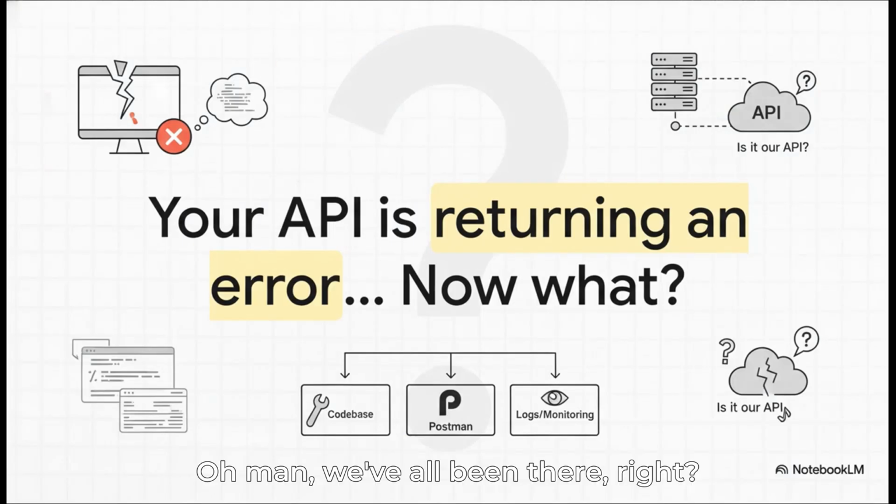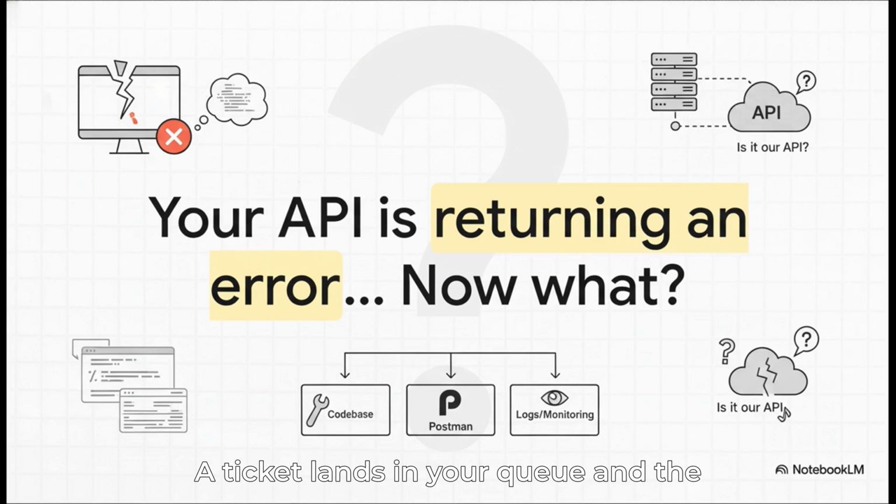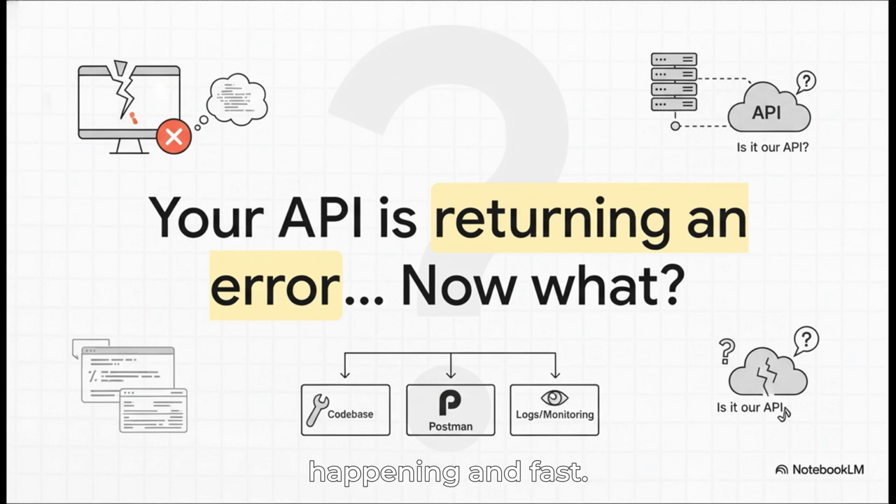Oh man, we've all been there, right? A ticket lands in your queue, and the message is, well, it's vague. It's broken. And now it's your job to figure out what's happening, and fast. Is it their code? Is it our API? I mean, where do you even begin? That's the exact problem we're going to tackle today.